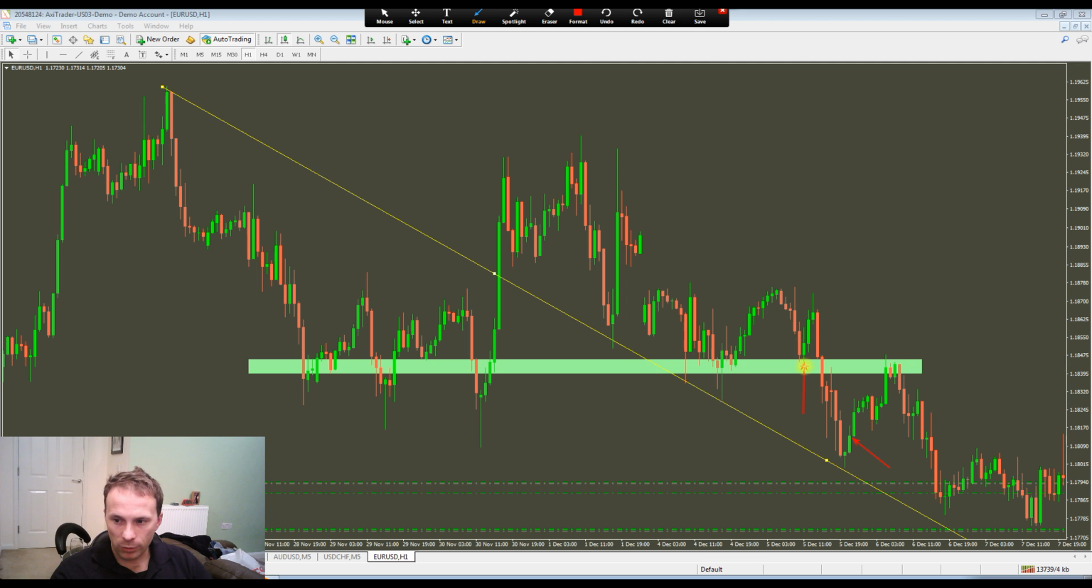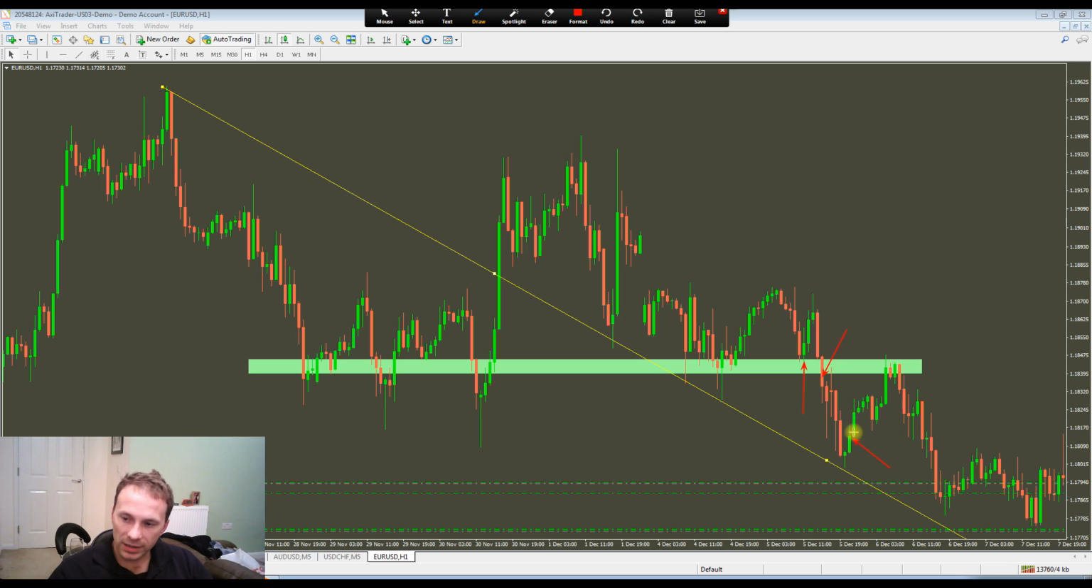You see here we had a nice bounce off support. And then you can count this as a trade here because we had a break of a support. Price bounced off support and then broke below support. You could have got into an entry there. But forget that, we got in here.